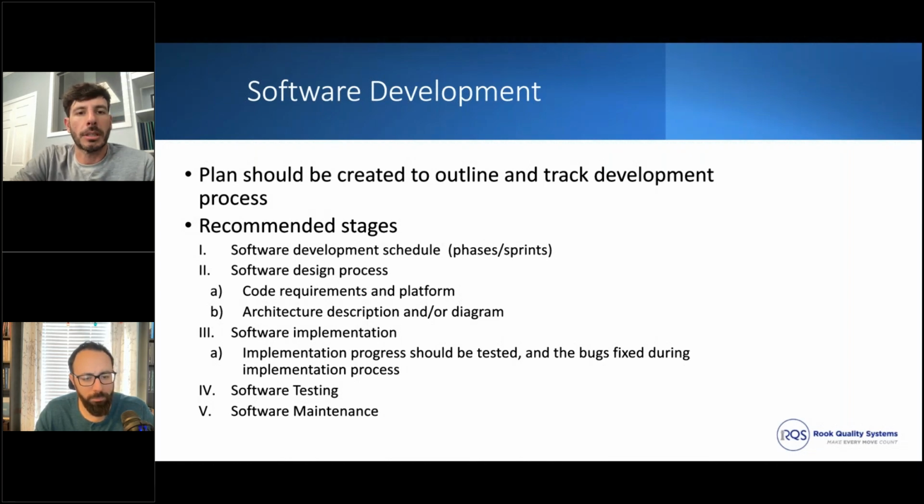When you're starting to develop your software, you want to, again, have documentation around this development process and identify what stages you will develop. So identify how you're going to track the development and how you're going to document it, your software development schedule, and your design process, so what code requirements and what platform you're using, the overall architecture diagram and how data is being transferred within your software, and what different tools or libraries are being used. Then how you're going to implement the software, how it should be tested, how bugs will be tracked and fixed, and then the final software testing and maintenance.